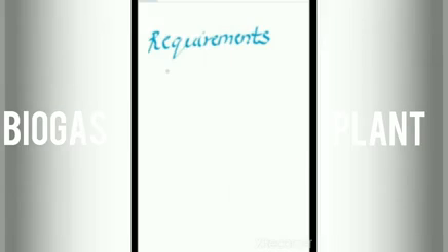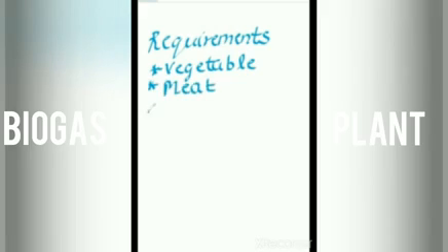So, what are the requirements or necessary prerequisites for the project? The project deals with biogas plants, and so we require organic waste, which are the inputs for the biogas plants. Organic waste includes vegetable waste, fruit waste, meat waste, and cow dung.